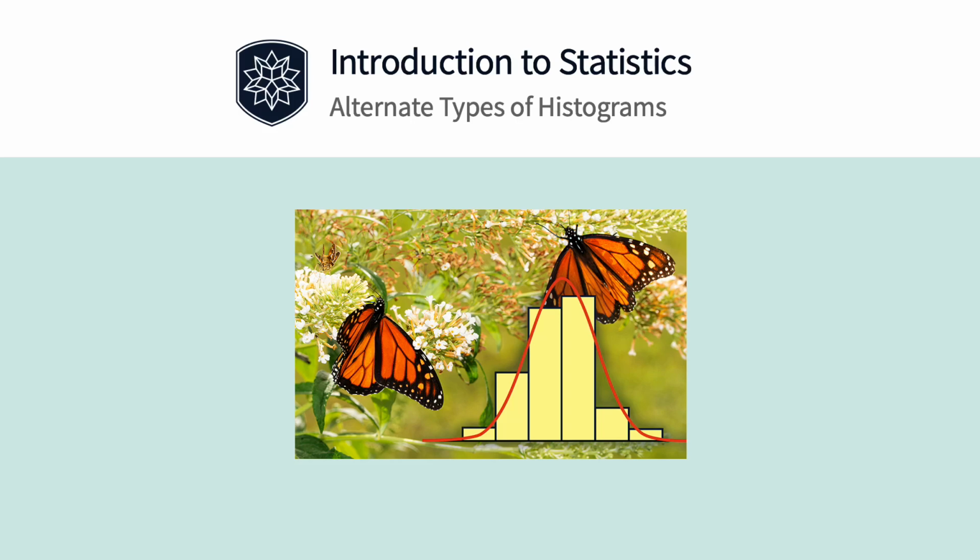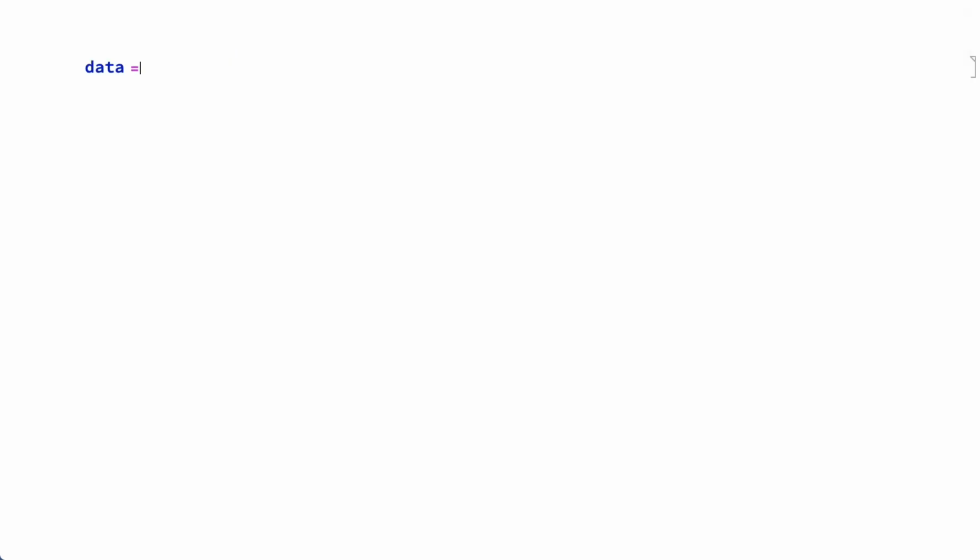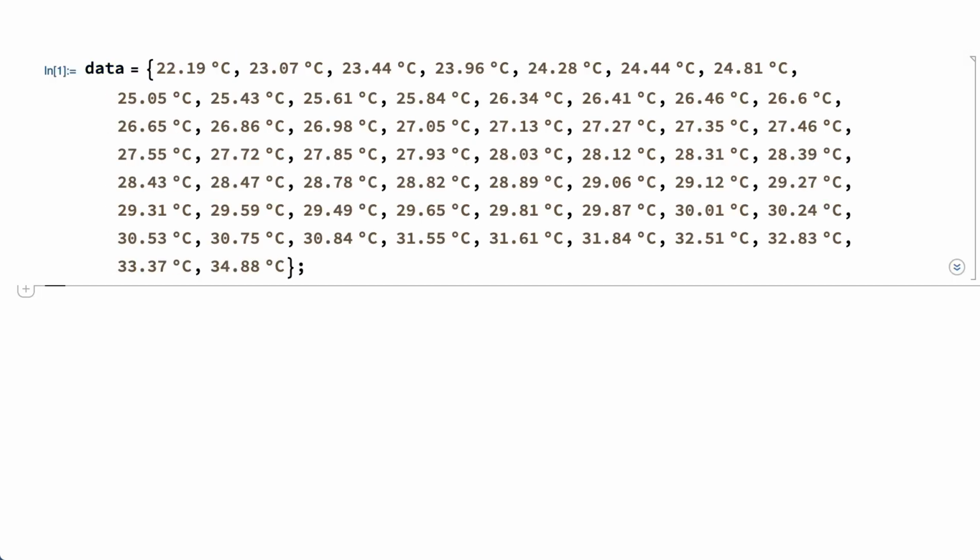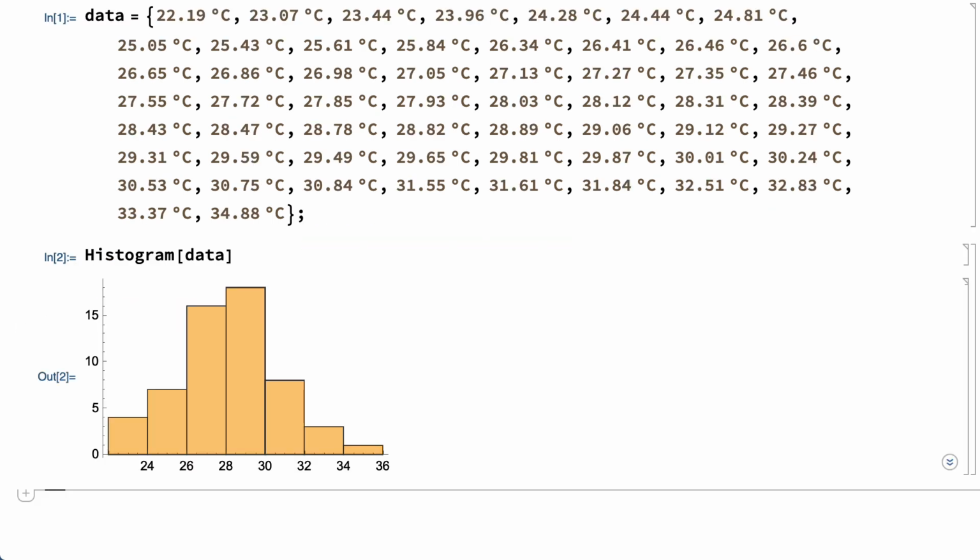There are several alternatives to a basic histogram that are useful for emphasizing different aspects of a distribution of numbers. To get started, here is some sample data consisting of a list of temperature measurements, and for reference, here's a basic histogram of that data.